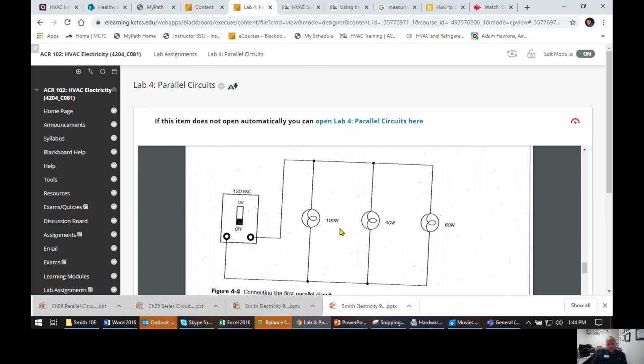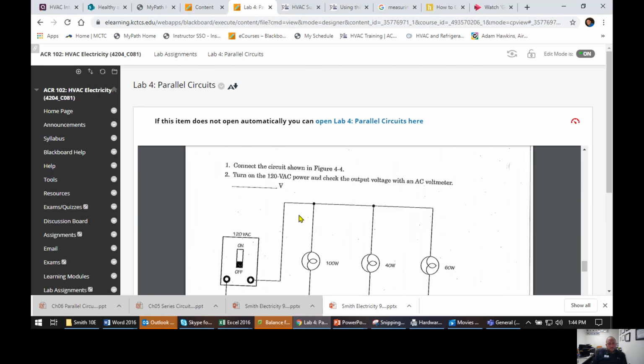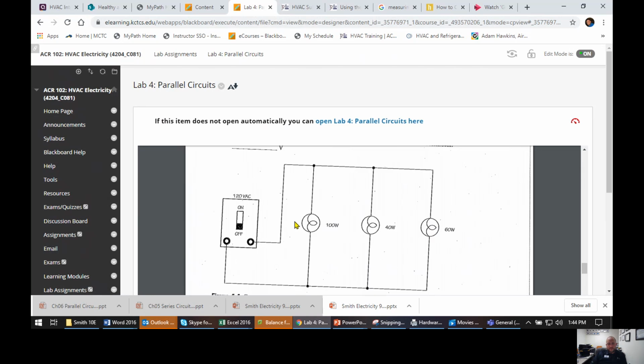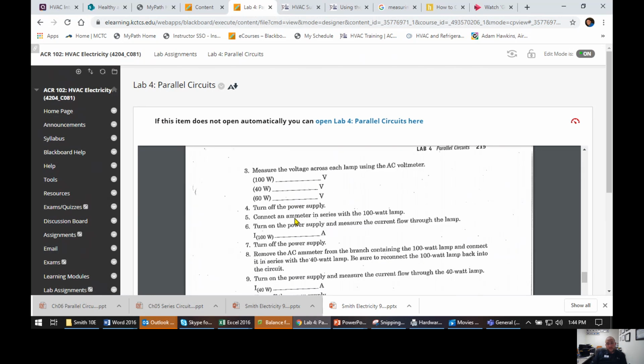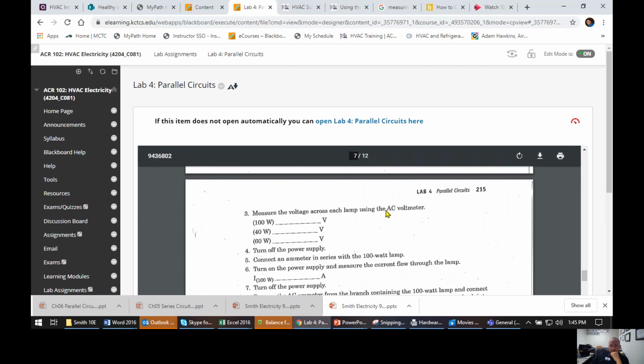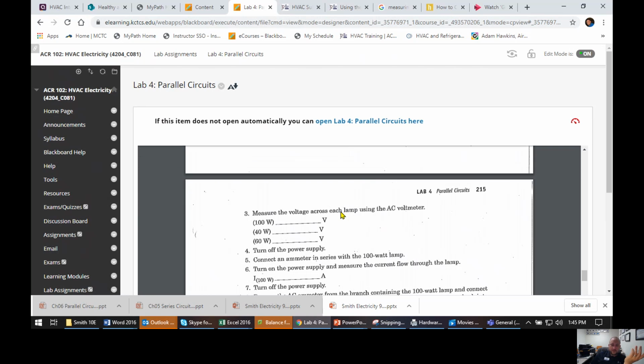Once you do your lab, you're going to build this circuit. You're going to have a 100 watt, a 40 watt, a 60 watt, and a light switch. You're going to hook it all up and then measure what you're supposed to measure and calculate what you're supposed to calculate. So just like the last one, you have to know the difference between the measured value and the calculated value. Just like on number 3, measure the voltage across each lamp using the voltmeter. So that's going to take your meter and actually measure, the lights are on, you're measuring across those.